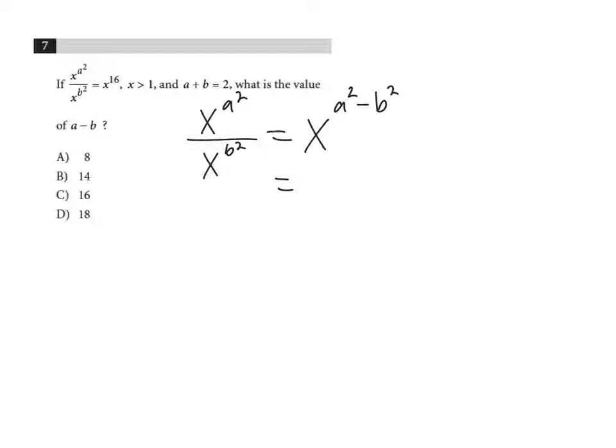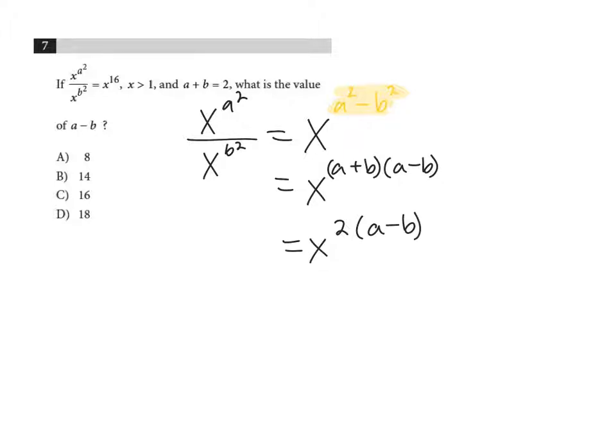All right. We also should see that this exponent here is a difference of squares, right? And the way that we factor that is we do square root of the first plus square root of the second times square root of the first minus square root of the second. Okay. Well, we know what a plus b is, so this is the same as 2 times a minus b. Okay, I think we're good now.